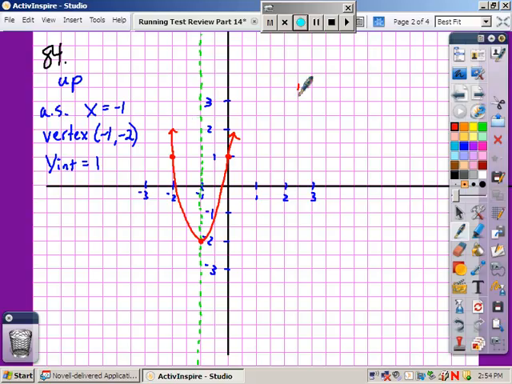You can answer the questions max and min. The minimum here is right here. It stops at -2. So our minimum value that it will ever get is -2. And the maximum, these arrows indicate it goes on forever. So the maximum is infinity. Positive infinity.